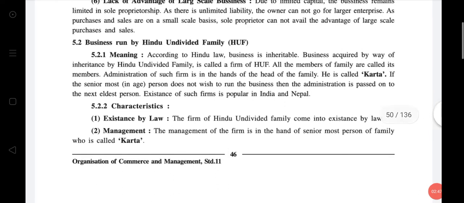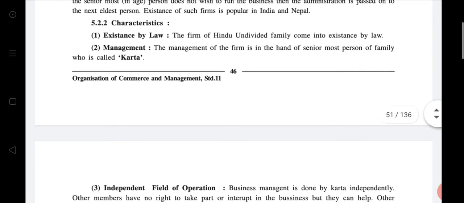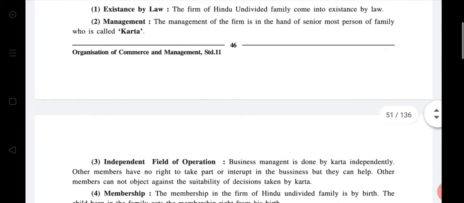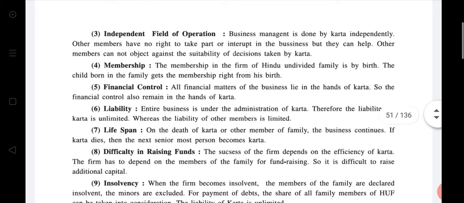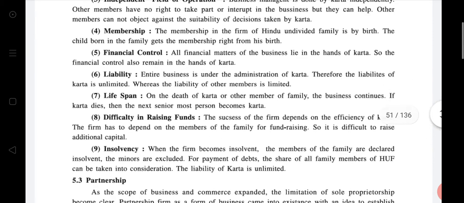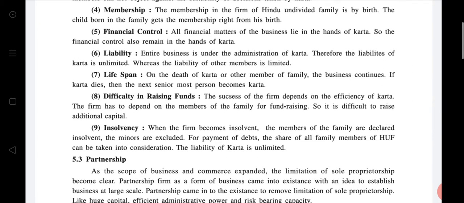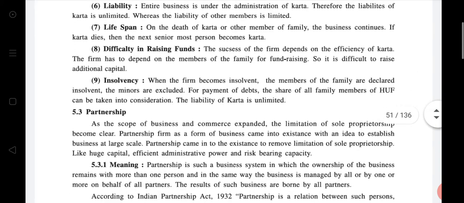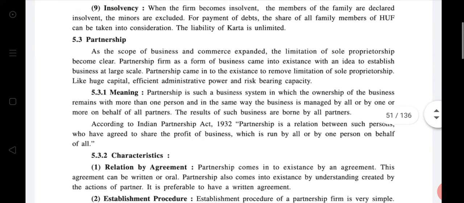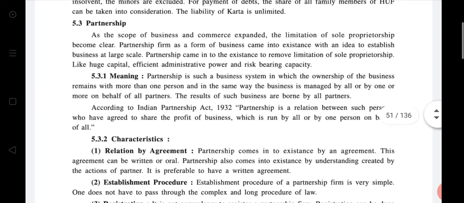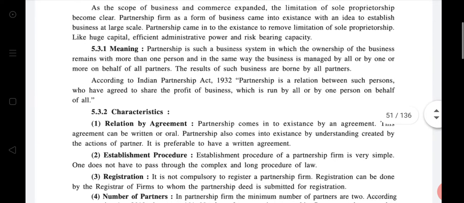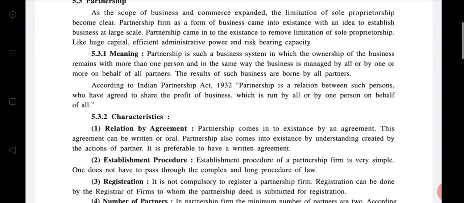Then HUF, Hindu Undivided Family. Characteristics of HUF: existence by law, management, independent field of operation, membership, financial control, liability, lifespan, difficulty in raising funds, and insolvency. Then the partnership. Partnership is the most important topic for the examination. Proprietor and HUF are also important, but the partnership is the most important for the detailed question answers. So please revise this topic perfectly and try to understand without skipping any points.